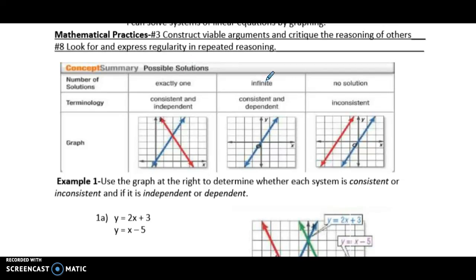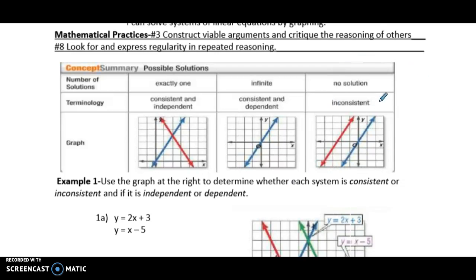If you have infinite solutions, we call that consistent and dependent. Consistent means that there is a solution, and dependent means that the solutions depend on one another. You can see in the graph here, it looks like there's just one line, but really what that means is our lines actually line up with one another. So in the exactly one solution case, they cross once. That is my solution. In the infinite solutions case, they cross everywhere. They line up specifically with one another. Therefore, there are infinite solutions.